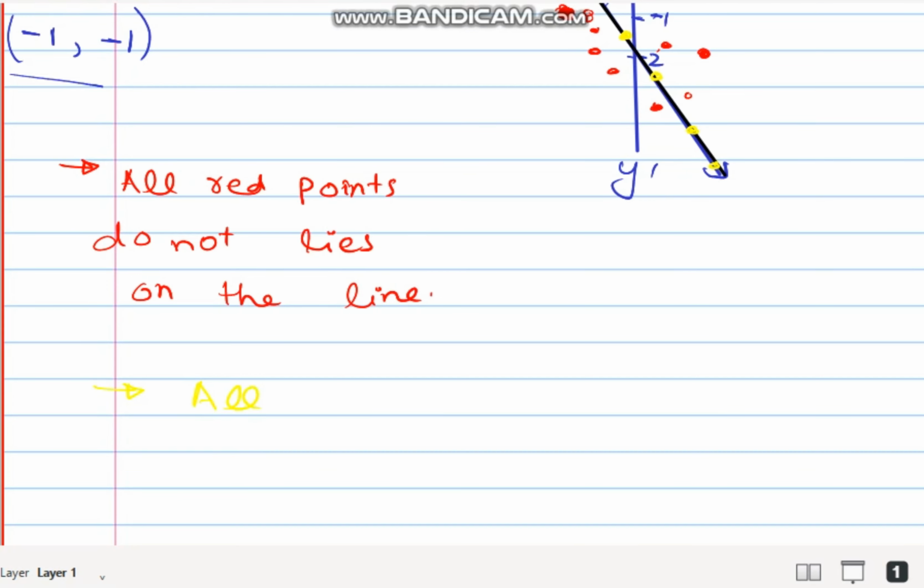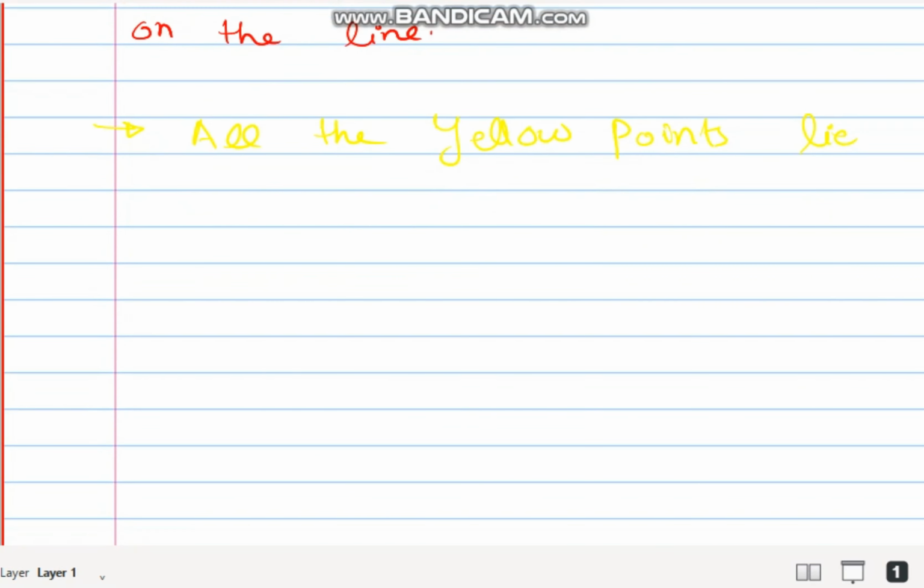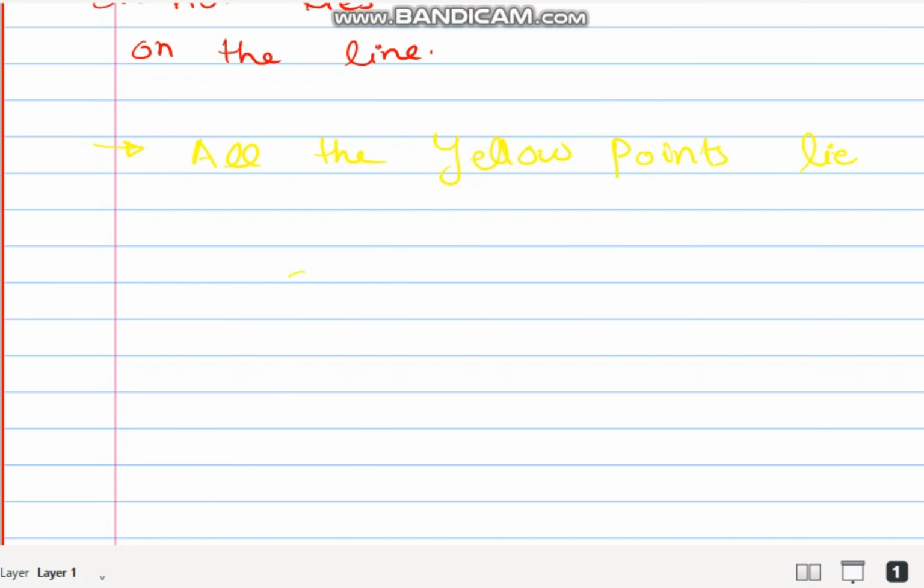all the yellow points lie on the line. This is a very important point for you in this lecture.